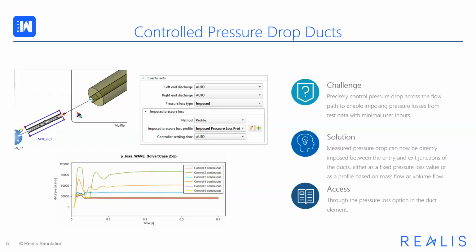Behind the scenes, there's an automated controller which will adjust the friction on the duct to match the target pressure drop. The controller is fully automated and it exposes one tuning parameter, controller aggressiveness or controller settling time. The default value is calibrated to be safe for most applications. However, the users can also adjust it if required.